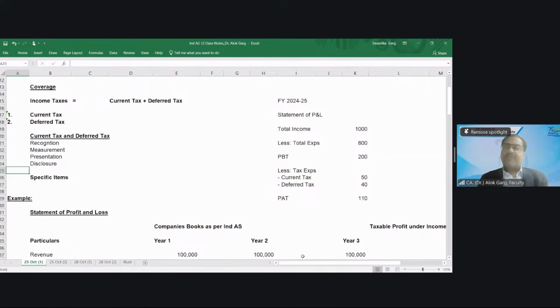What are the 4 pillars of accounting standards? Karthik, this question is to you. Yes, Karthik, please. Recognition, measurement, presentation, and disclosure. RMPD: recognition, measurement, presentation, and disclosure, right?